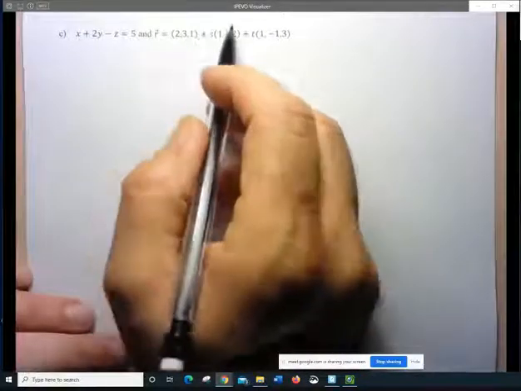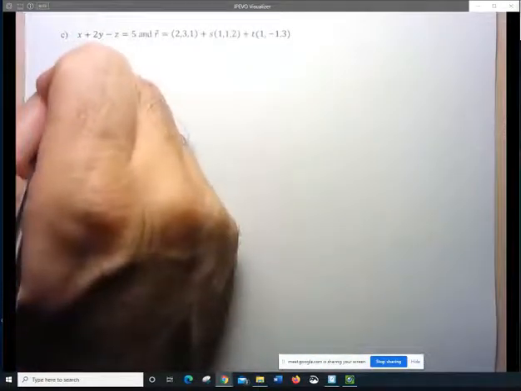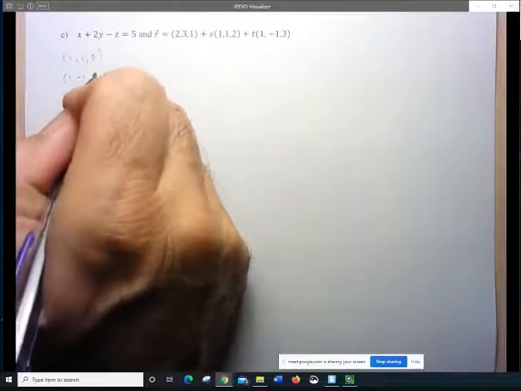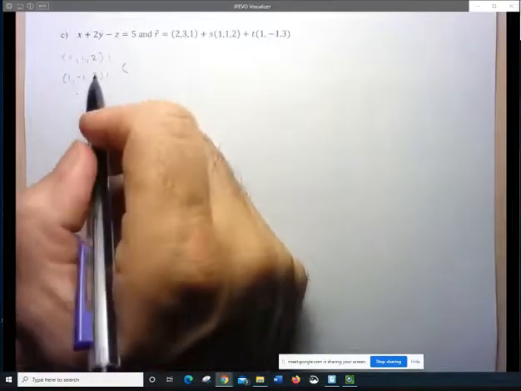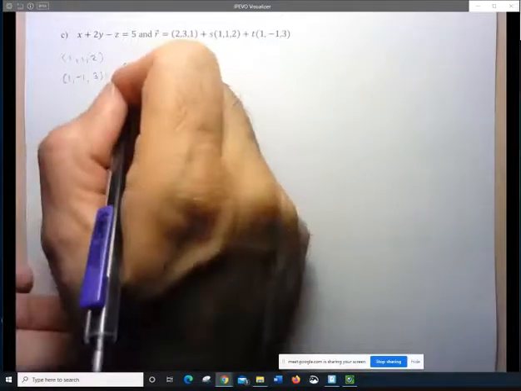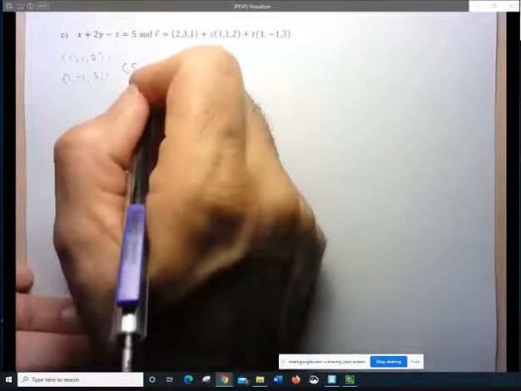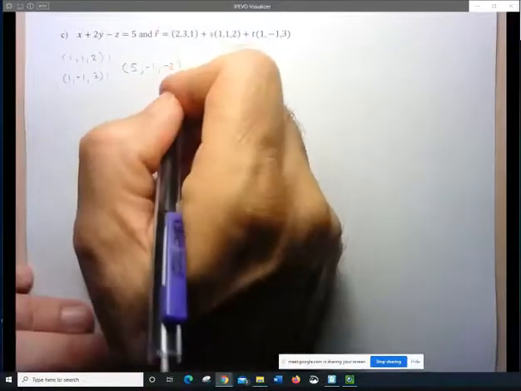Okay, there you go: find n, take the cross product of the two direction vectors, (1, 1, 2) and (1, -1, 3). Again, check my algebra, please. Here we got 3 minus -2, 3 plus 2 is 5. Here we've got 2 minus 3, -1. And then here we have -1 minus 1, -2.